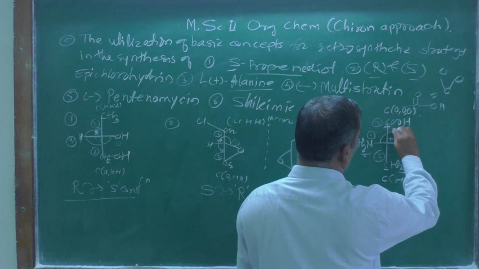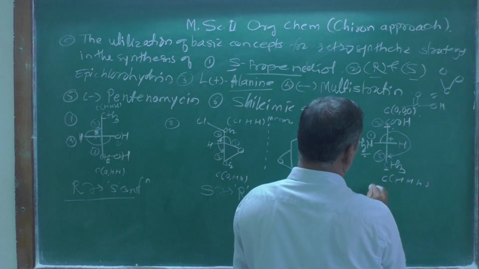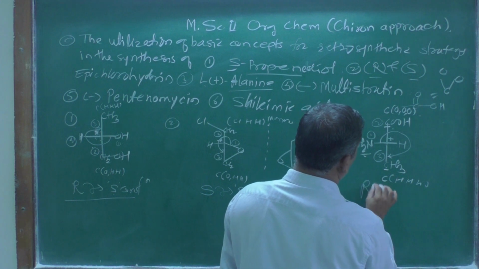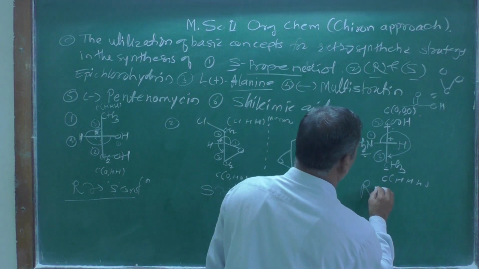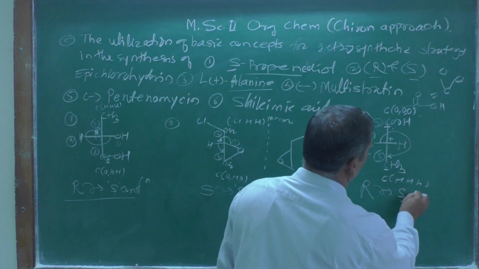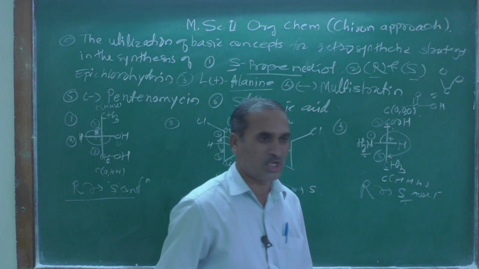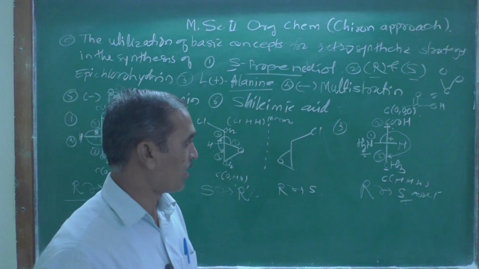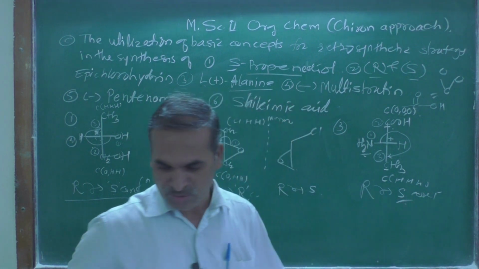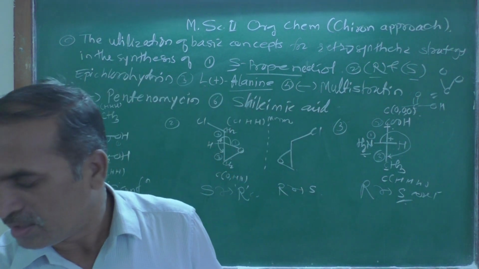If you go from 1 to 2 to 3, what do you see? This is the R configuration. Again, the hydrogen atom is present on the horizontal, and therefore it will give the S configuration. So all naturally occurring alpha amino acids have the S configuration. You can keep that in mind.